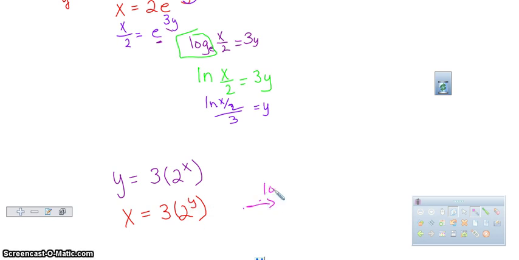Eventually I needed this in log form. But before I can do that, I need to get rid of this 3. So I have x divided by 3 equals 2 to the y. Now I'm in strictly exponential form. I'm going to change it to log. So that's going to be the log base 2 of x over 3 equals y.